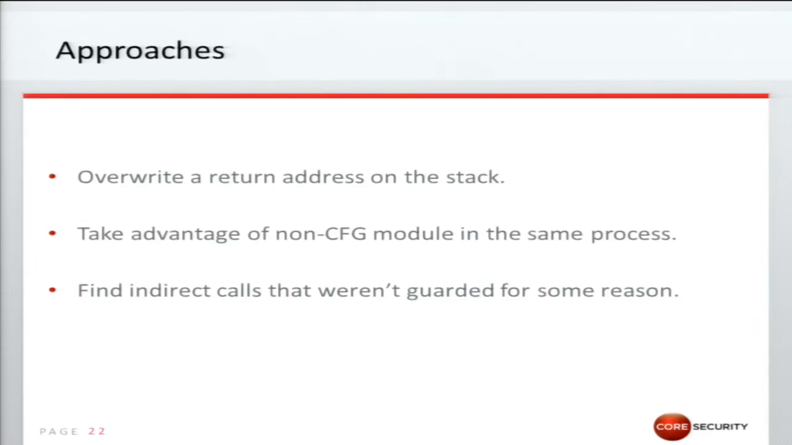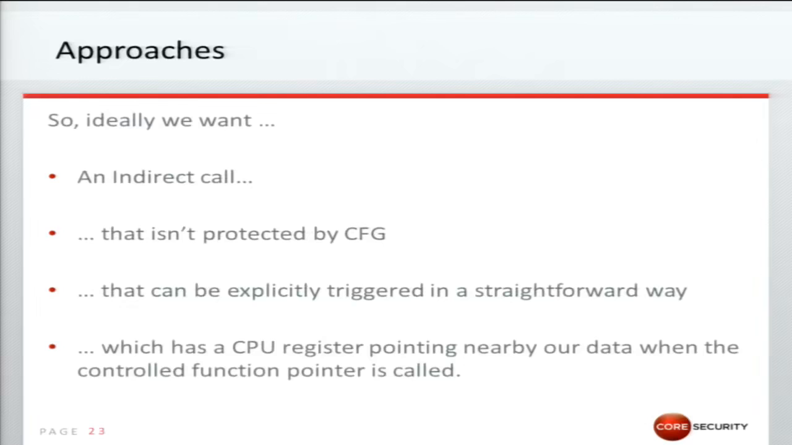Another approach may be to find indirect calls which for some reason were not protected by Control Flow Guard. Let's focus on this third idea. Ideally, we need an indirect call which is not protected by CFG that we can call in a straightforward way, and even better, if at the time the indirect call is executed, we have a CPU register pointing to our data, so it's easier for us to pivot the stack and start our ROP chain.